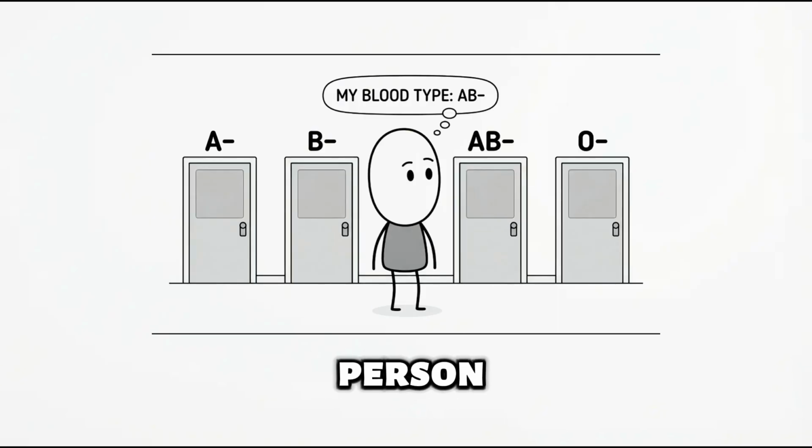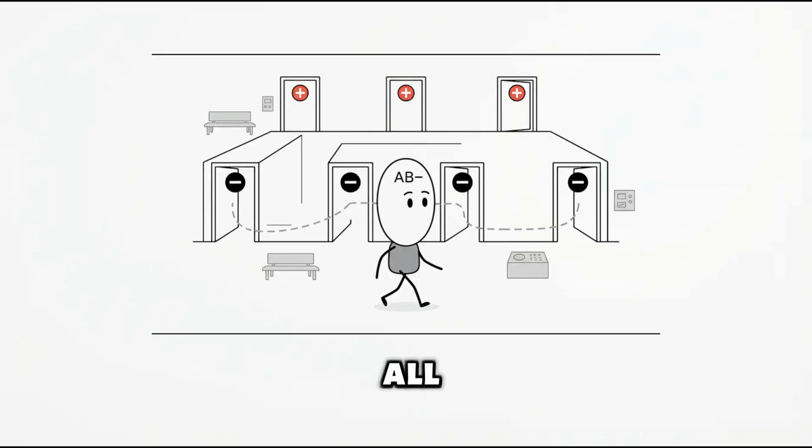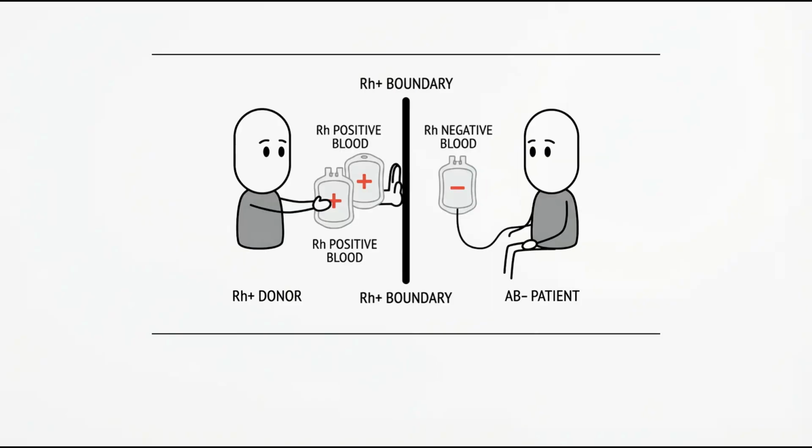You can imagine a person with AB- blood standing before 4 doors marked with minus signs. They can pass through all 4, whether the label is A, B, AB, or O. But the plus sign remains a boundary that routine red blood cell transfusion should not cross.